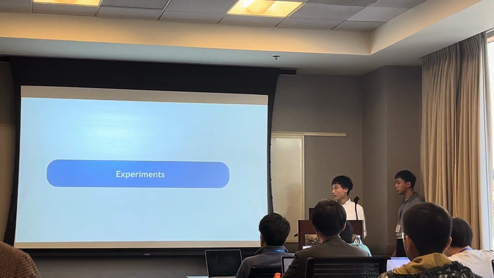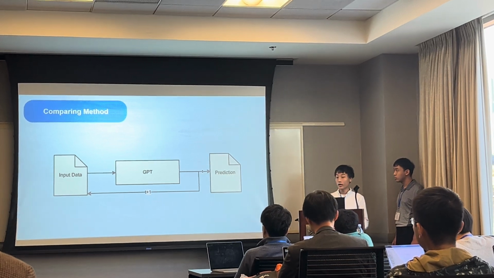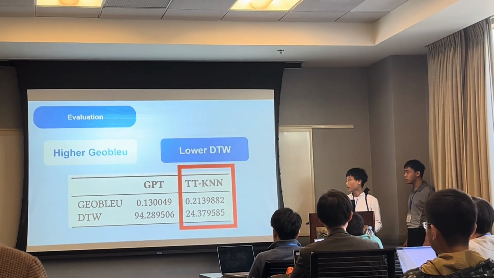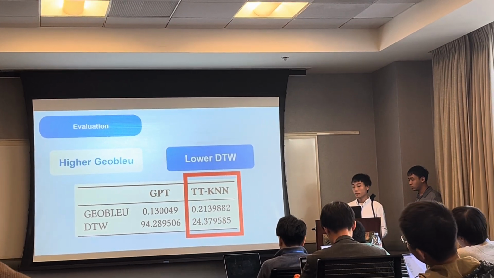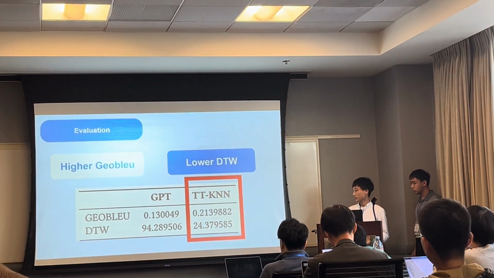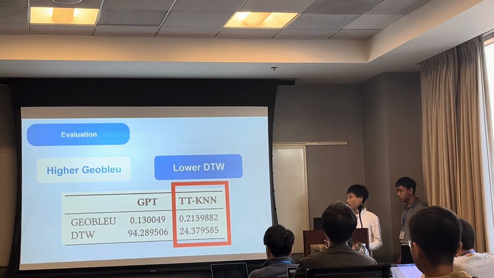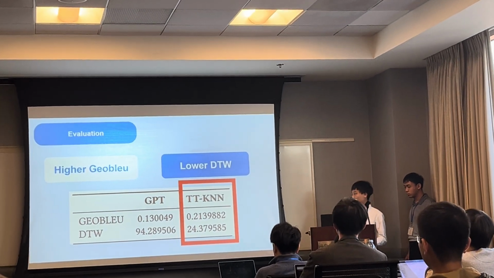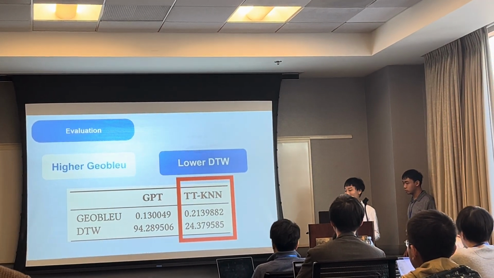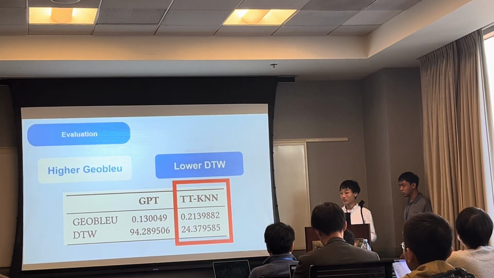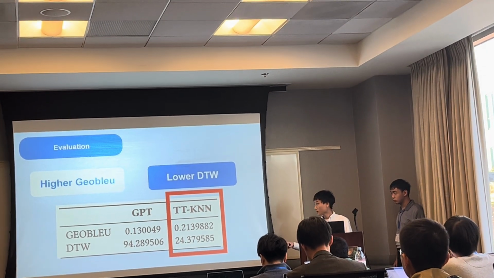Let's talk about experiments. We're going to use the 2D model as the comparison method. As you can see from the table, our TT-KNN model has a higher score and a lower dynamic time warping score, which means that our model performs better on this training data set. By the way, because we don't have enough time to test our model across all the cities, this one is only for one city.